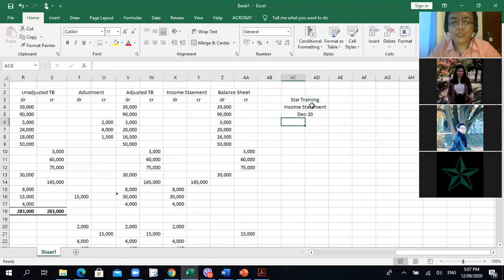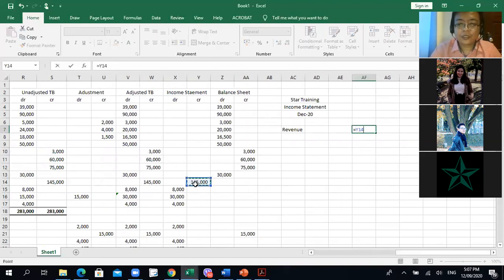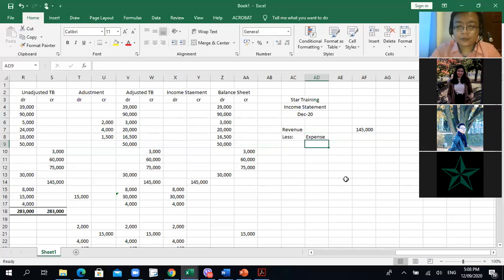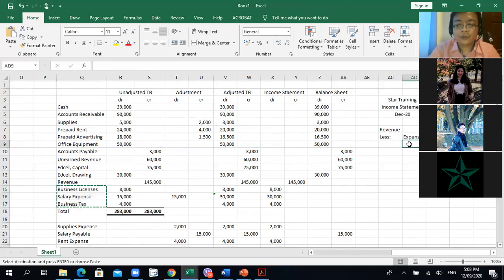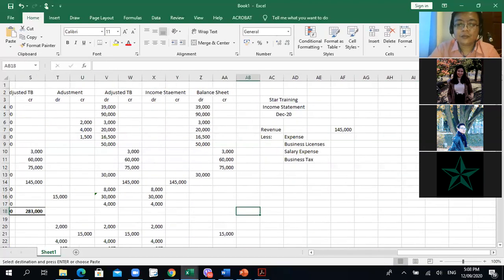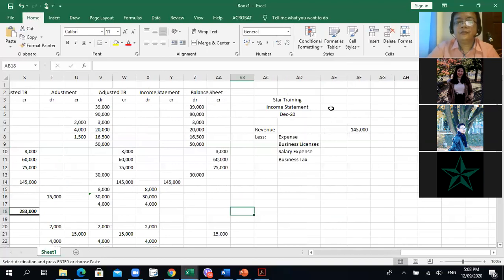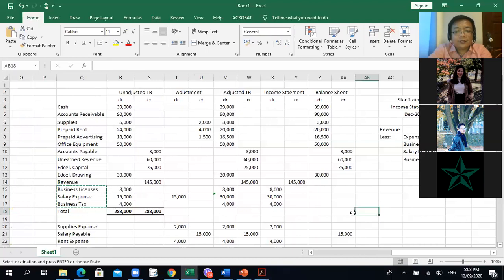So you have here revenue. How much is the revenue? The revenue here is 145, less all your expenses. What are the expenses here again? I will just copy them here, for the purpose of listing the less expenses. What else? I will just copy it.